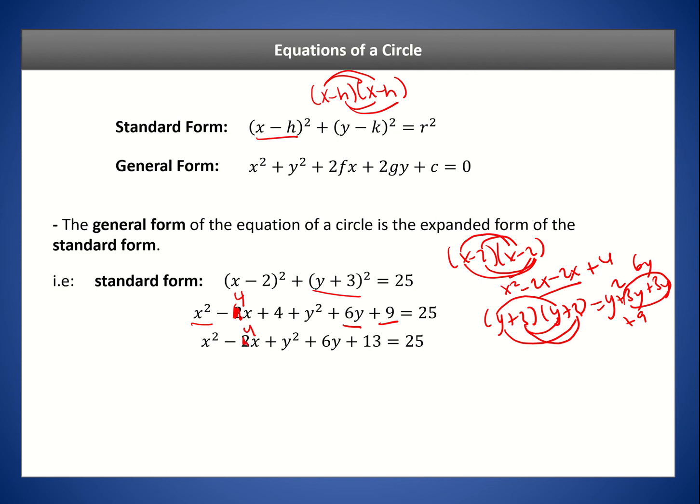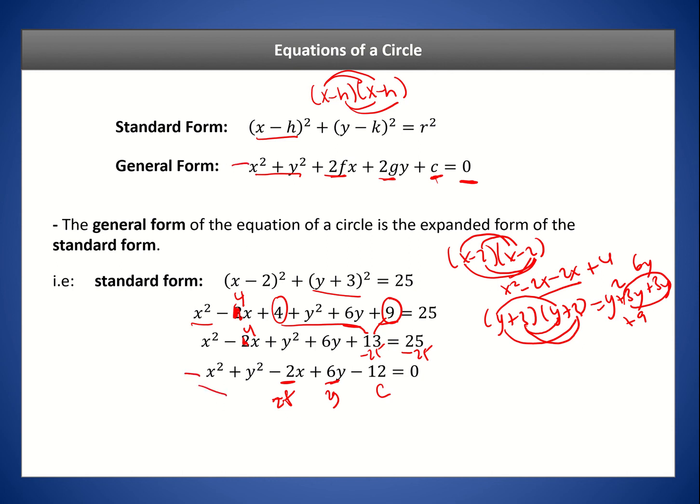And what we would like to do now is combine the 4 and the 9 together to get 13. And then we're going to subtract 25 on both sides so that we can make that 0, because the general form has that equal to 0. And then we've got our C. We have our 2G, which is 6, and we have our 2F, which is negative 2. And then of course we have our x squared plus y squared. So you can see it follows the same format as this here. Okay, and that's how you convert something from standard form to general form.